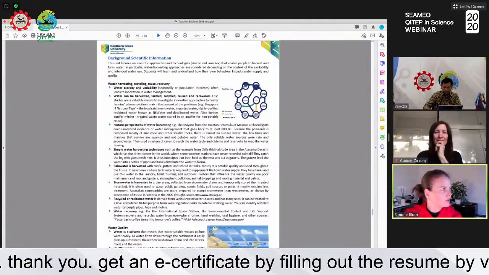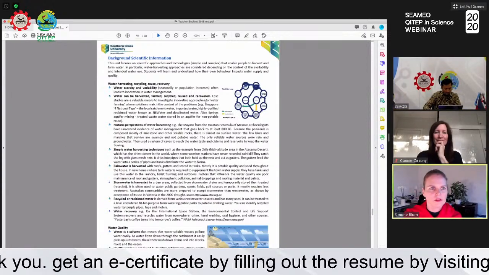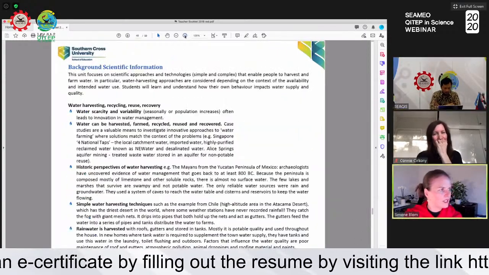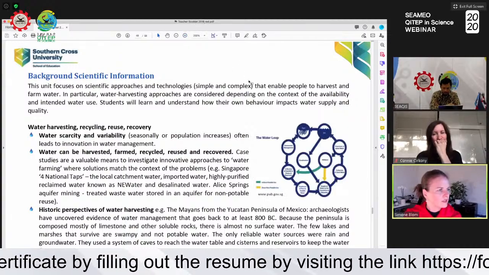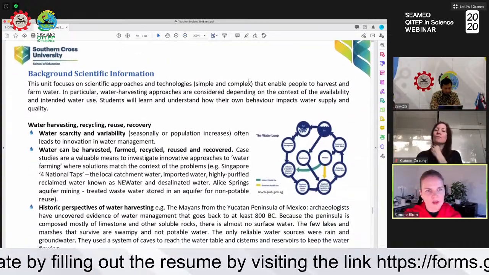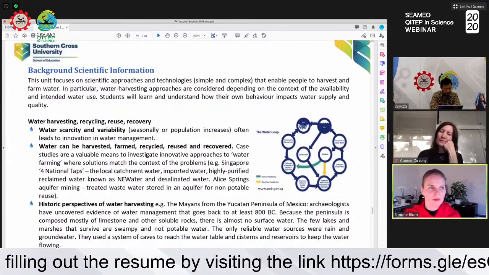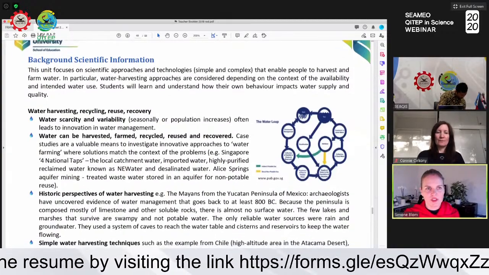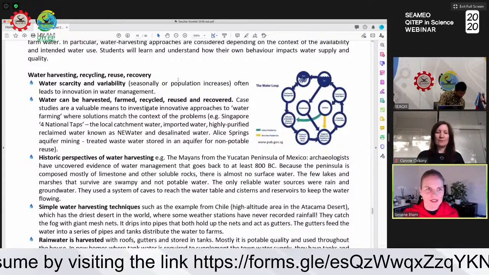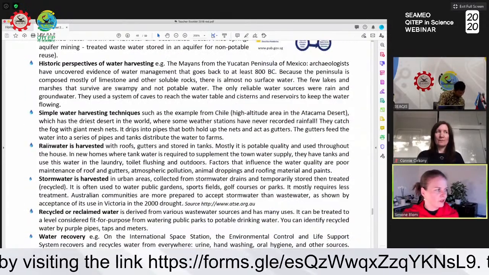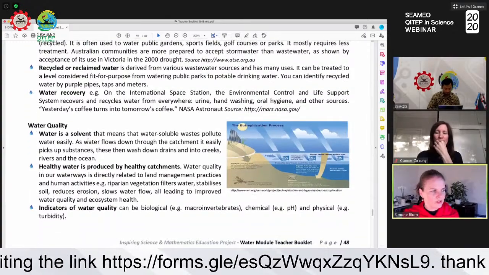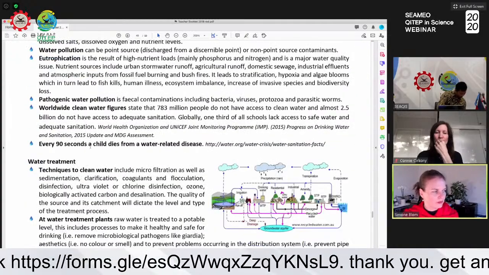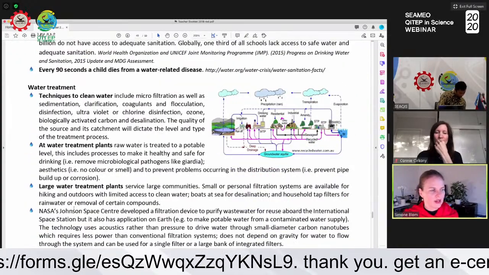Can you see the Adobe PDF there? Great. So in the teacher booklet, this is on page 48, for the water farming module that we went through. There's background scientific information which outlines all the concepts that you'll need. For example, if you wanted to look at water quality, it goes through different aspects or concepts involved with water quality. If you wanted to look at water treatment, it's the same again, the concepts here are outlined.